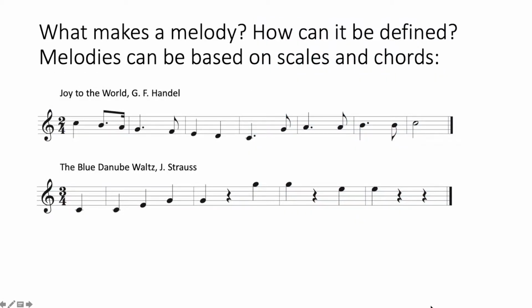We might start by asking ourselves the question, what makes a melody and how can it be defined? Those are actually difficult questions to answer, but we could start by saying melodies can be based on scales and chords. Handel's Joy to the World is clearly based on a major scale descending, and in the second part of the first phrase, an ascending major scale. Strauss's The Blue Danube Waltz is based on a major triad and arpeggiates that major triad.